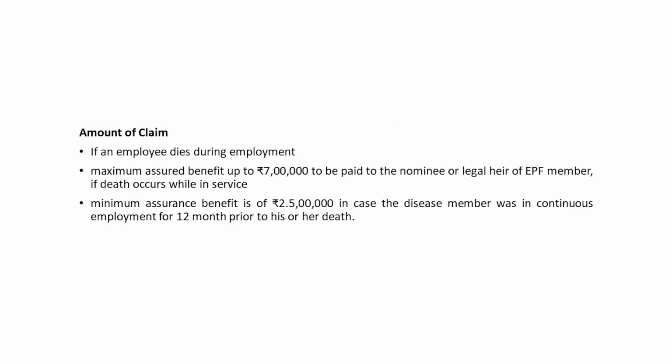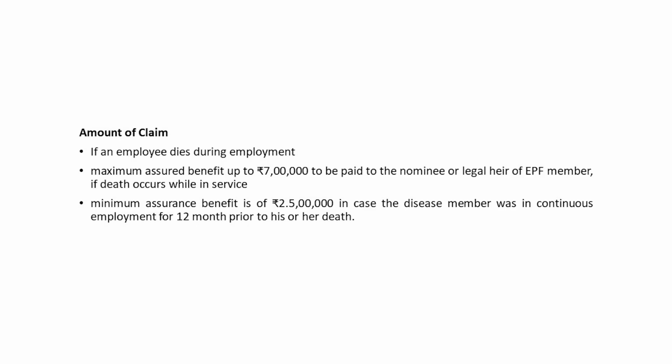And the amount of claim, how much can be given for this purpose, like if any of the employees dies during the employment. So a maximum assured benefit of up to 7 lakhs can be paid to the nominee or the legal heir of the EPF member. If the death occurs while in service, then the nominee or the legal heir would be entitled, and the benefit of 7 lakhs can be given.